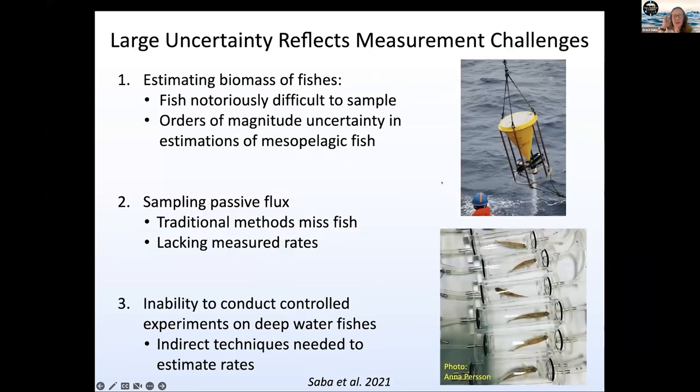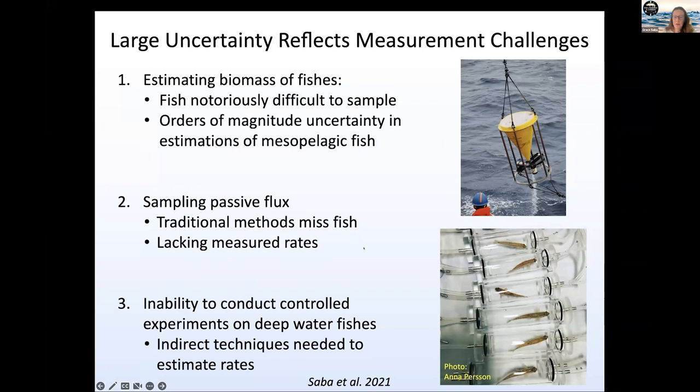So we have a large uncertainty in that measurement, again going back to that plus or minus 13% of our global estimate. And that's really due to the uncertainty in estimating biomass of fishes. They're notoriously difficult to sample, and particularly for the mesopelagic fish, there's an order of magnitude uncertainty in those estimations of biomass. So we have some improvements to do there.